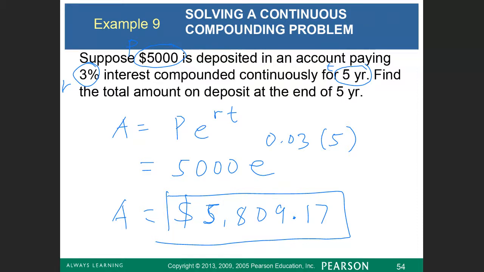Just don't forget to write the unit. It should be the dollar sign. So that would be the future amount after 5 years with the initial deposit of $5,000. So those are the two formulas that we have to memorize: the compound interest formula and this one, the continuous compounding formula.